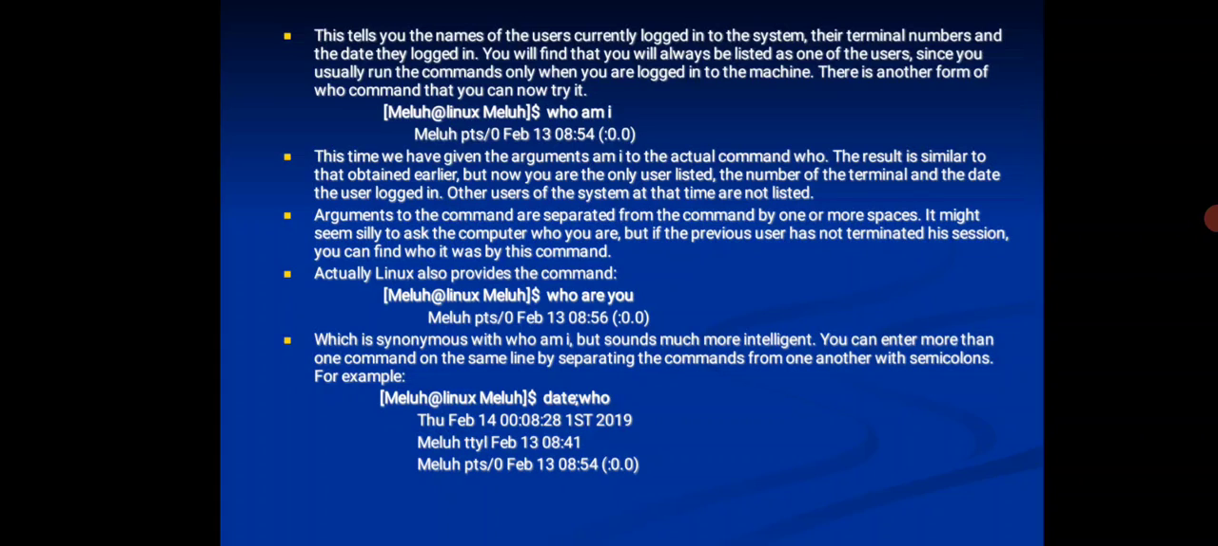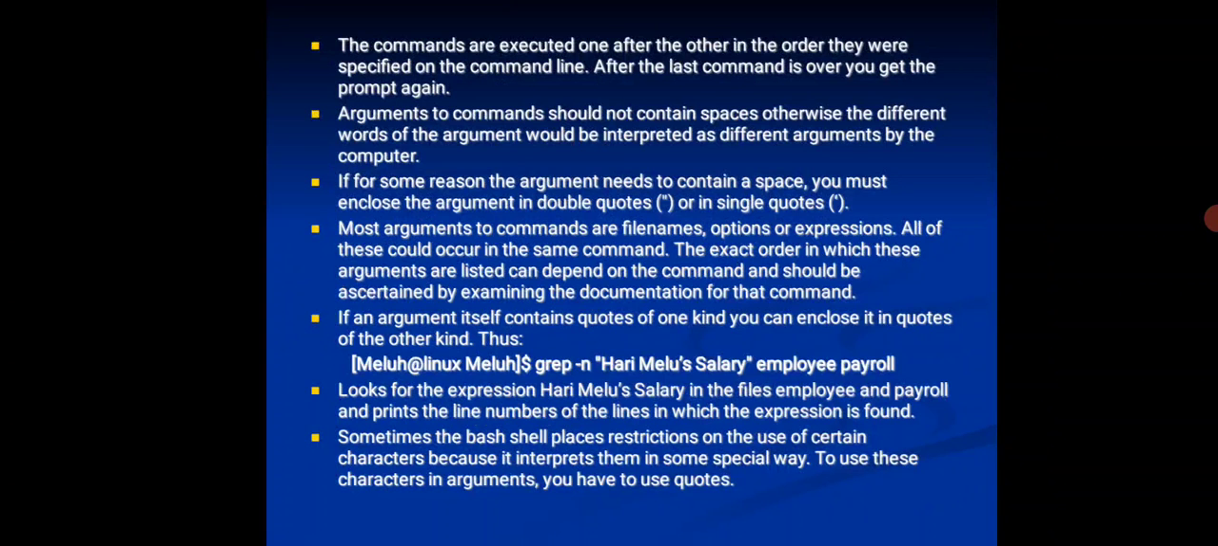When you enter two commands at a time separated by a semicolon, the commands are executed one after the other in the order they were specified on the command line. After the last command is over, you get the prompt again. So whether we gave two commands or three commands, all the commands are separated by semicolons, then they are executed one by one, and it returns to the prompt again. Okay, so next, arguments to the command should not contain space.